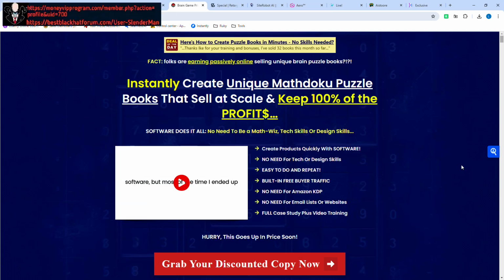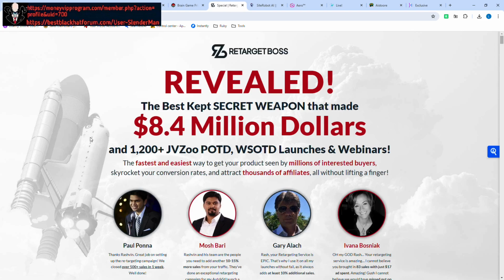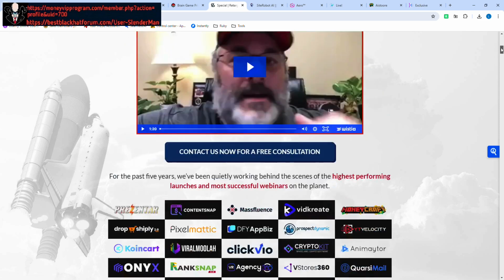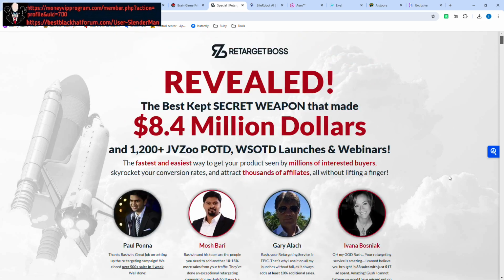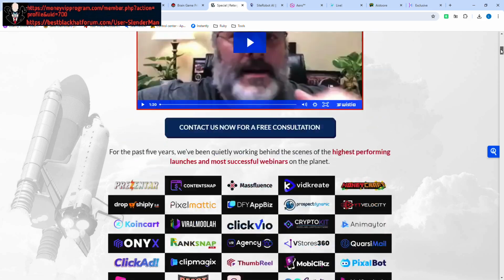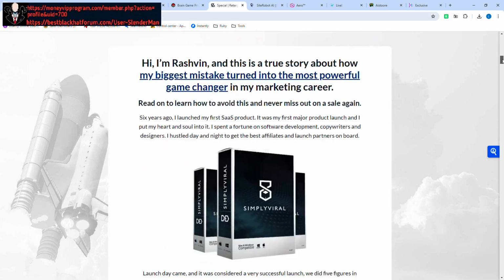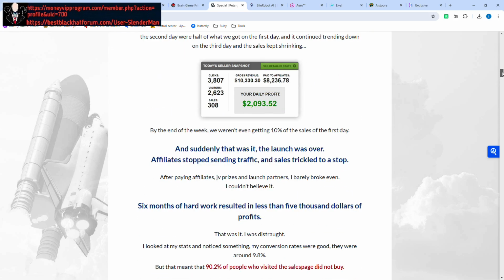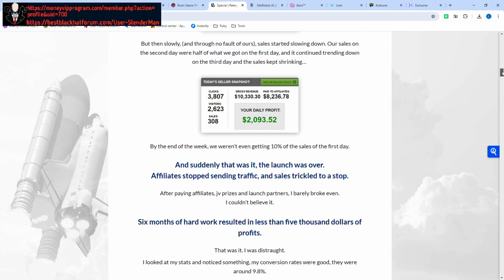Let's see, instantly create puzzle books that sell. So this is also a tool, right? Software does it all, kind of tells you that it's a tool. I really like this letter. Good job, guys. There's a couple of things that I don't like, but this is a great letter. Of course, teaching you how to do retargeting. There's a little bit more nuance than that, but just to summarize it quick, yeah, I really like this letter.